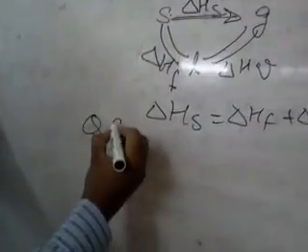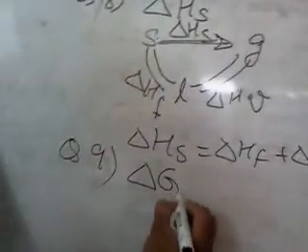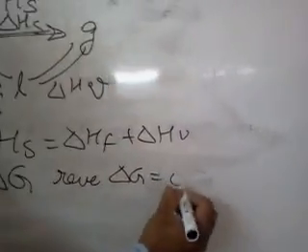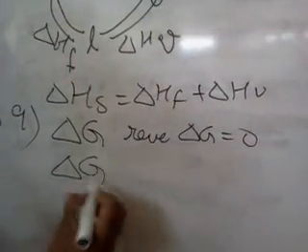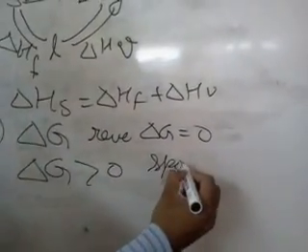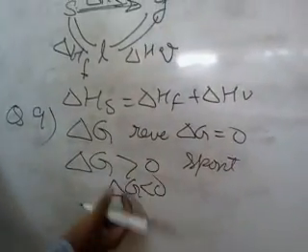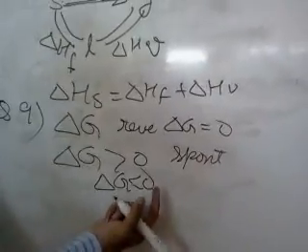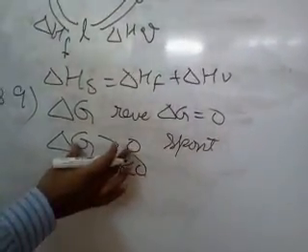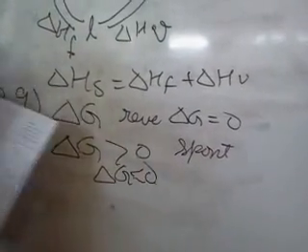Question number 9. Which of the following is not correct? Delta G for a reversible reaction is 0. We know for a reversible reaction delta G is equal to 0. Delta G is greater than 0 for a spontaneous reaction. This is theoretically and practically incorrect. Delta G ought to be negative. For any process that occurs, the change in Gibbs free energy should be less than 0. For a spontaneous process, it should be less than 0, so it can never be greater than 0. So option B would follow.